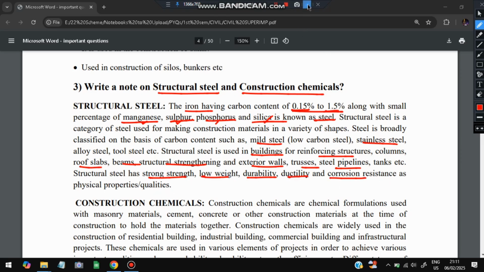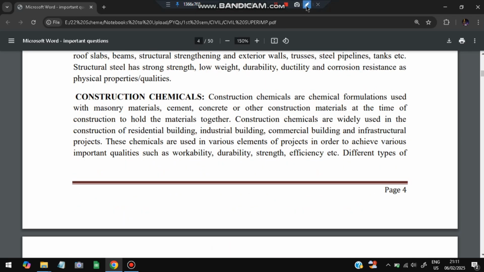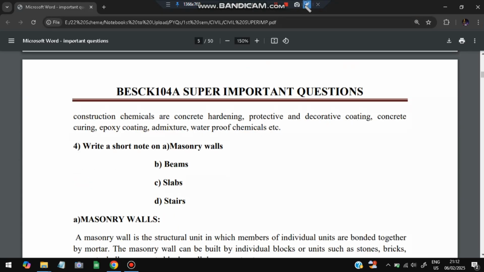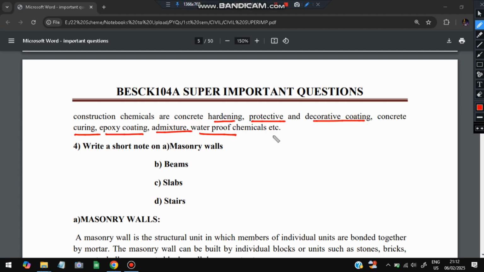Okay, now what are construction chemicals? These are the chemicals that are used to create a bond or stick masonry material like cement, concrete, and other construction materials at the time of construction, to hold the materials together. The chemical which holds the different materials together is called construction chemicals. The advantages are workability, durability, strength, and efficiency. Different types of construction chemicals are concrete hardening, protective and decorative coating, concrete curing, epoxy coating, admixtures, waterproof chemicals, etc.